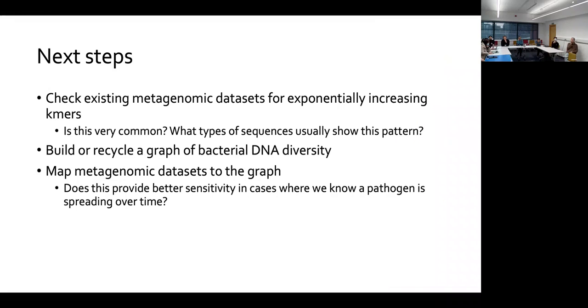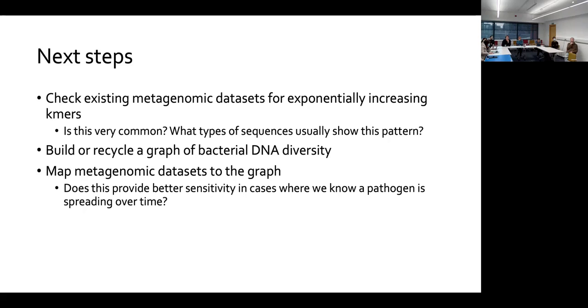Some of the questions I have around this is, say we do identify an exponentially increasing k-mer. Is that a common phenomenon? Does it mean it's an infectious disease? What other pieces of DNA might show this activity? And should we take it seriously if it occurs in real life?